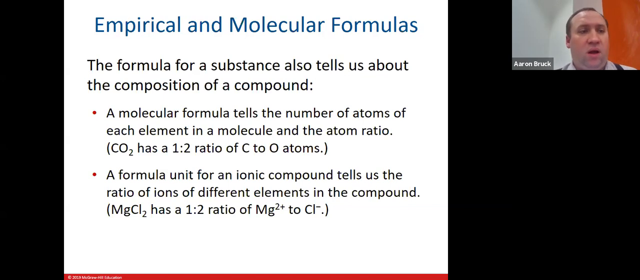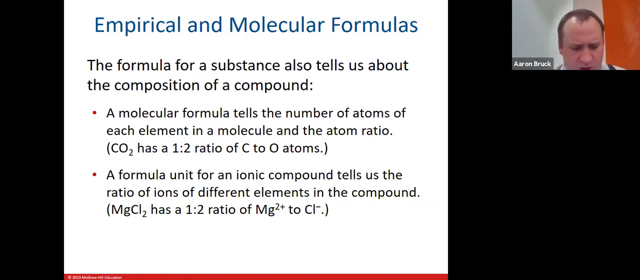When we talk about chemical formulas, or at least when we've talked about them up until today, everything that we've talked about has focused on molecular formulas. That is the actual number of atoms of one element compared to other elements in a compound. So for example, carbon dioxide has a molecular formula of CO2. There is one carbon for every two oxygens in one molecule of carbon dioxide.